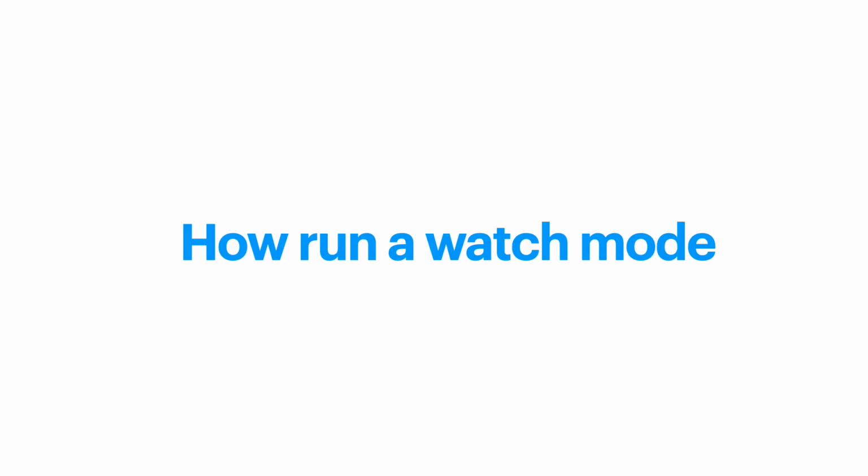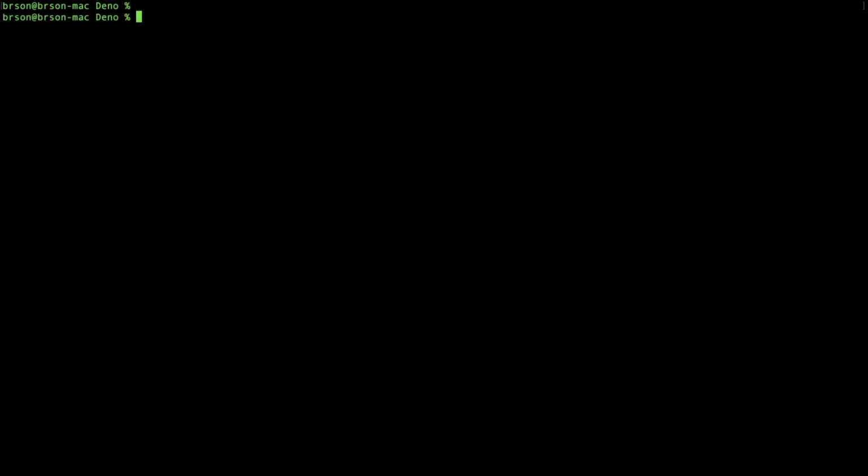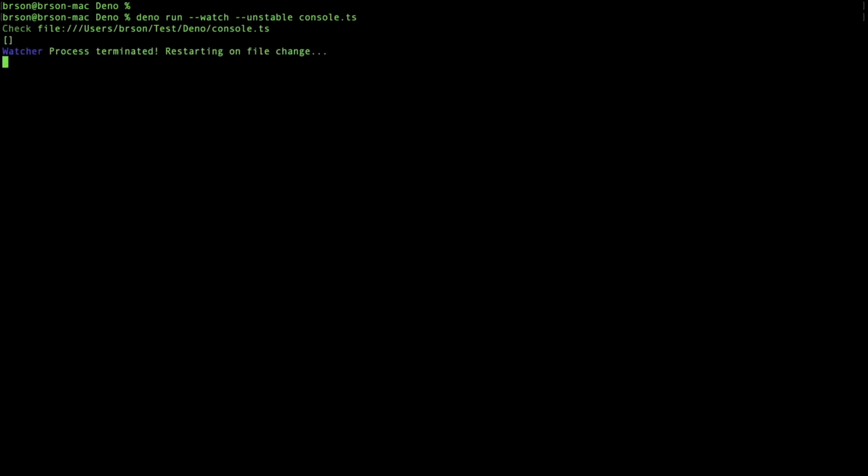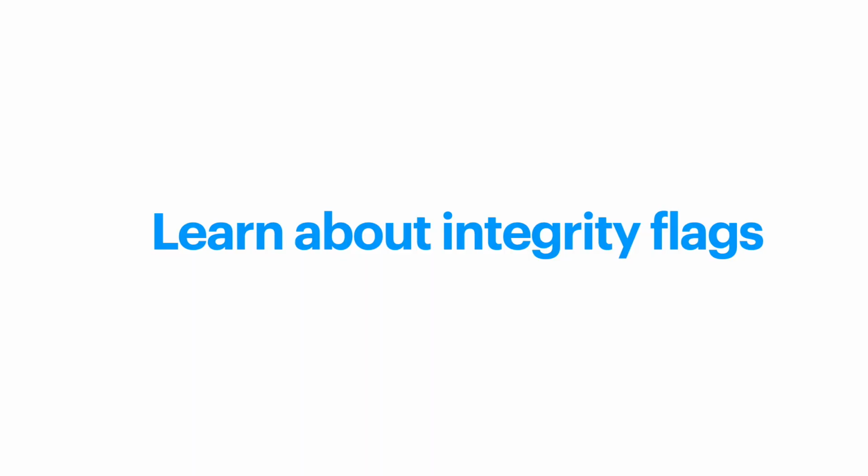Let's learn how you can run watch mode. Watch mode allows you to listen to what's happening when you run the command from the script. You just say deno run and then pass the hyphen watch flag, and then pass the file, and it will start watchers to listen to any event happening in that process.